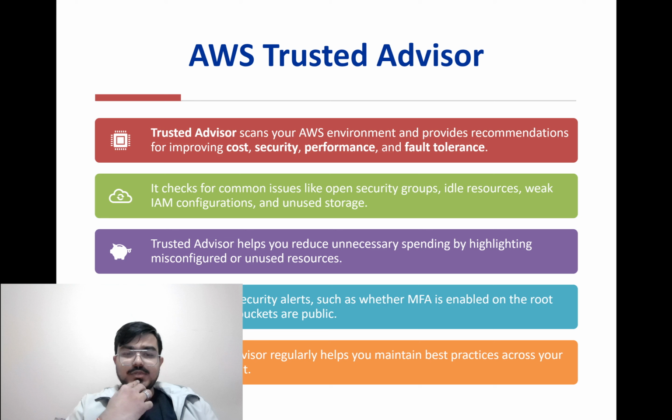Another powerful AWS tool is Trusted Advisor. So Trusted Advisor analyzes your AWS environment and gives recommendations in five key areas: cost, security, performance, fault tolerance, and service limits. So it might tell you if an S3 bucket is public, if your root account has no MFA, or if you are paying for unused resources. It also helps improve reliability by checking for weak configuration or missing protections. Using Trusted Advisor regularly helps you follow AWS best practices and avoid simple mistakes.